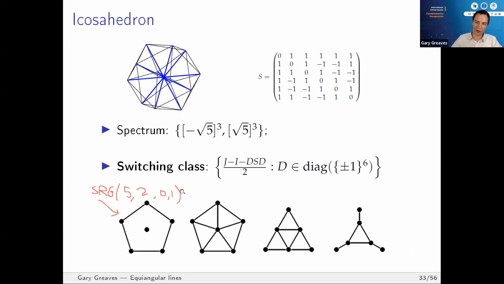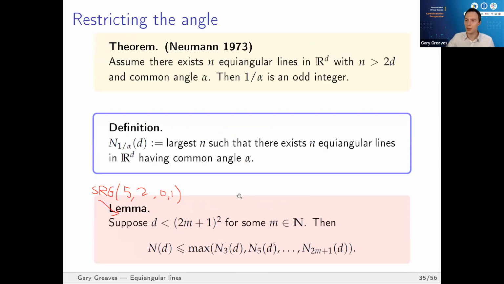So Taylor's idea is to switch so that there's one isolated vertex, and he can prove that the remaining graph will be strongly regular. Okay.